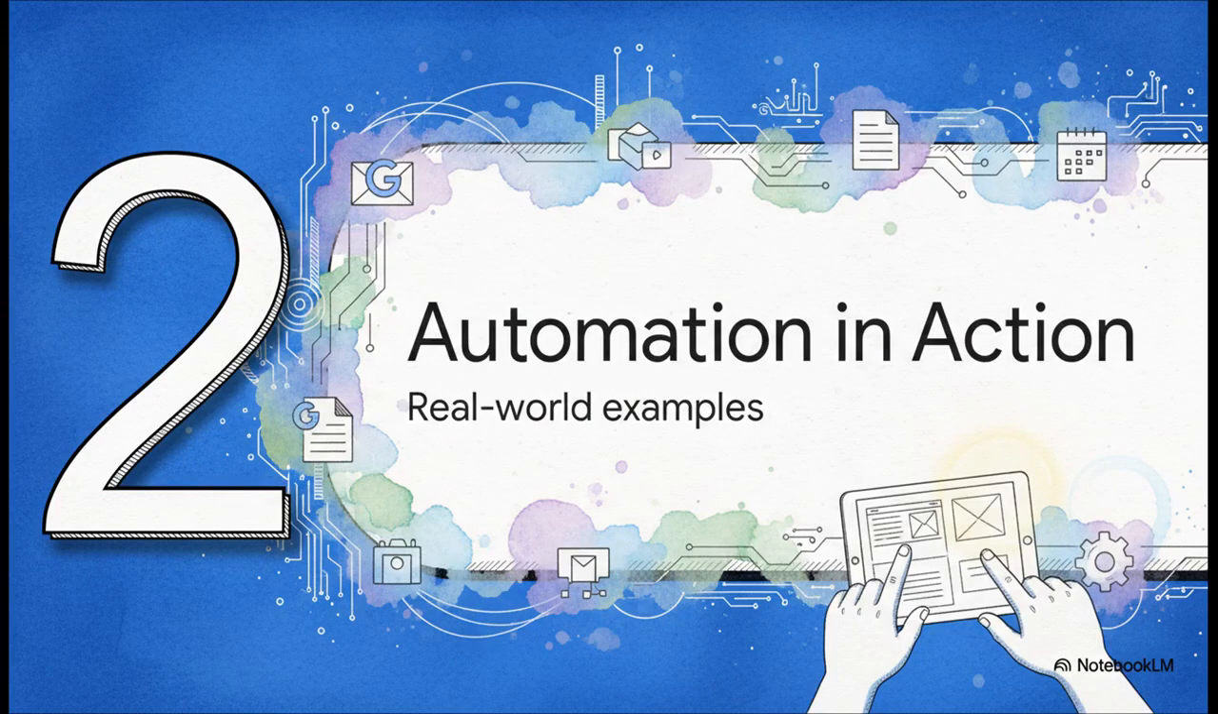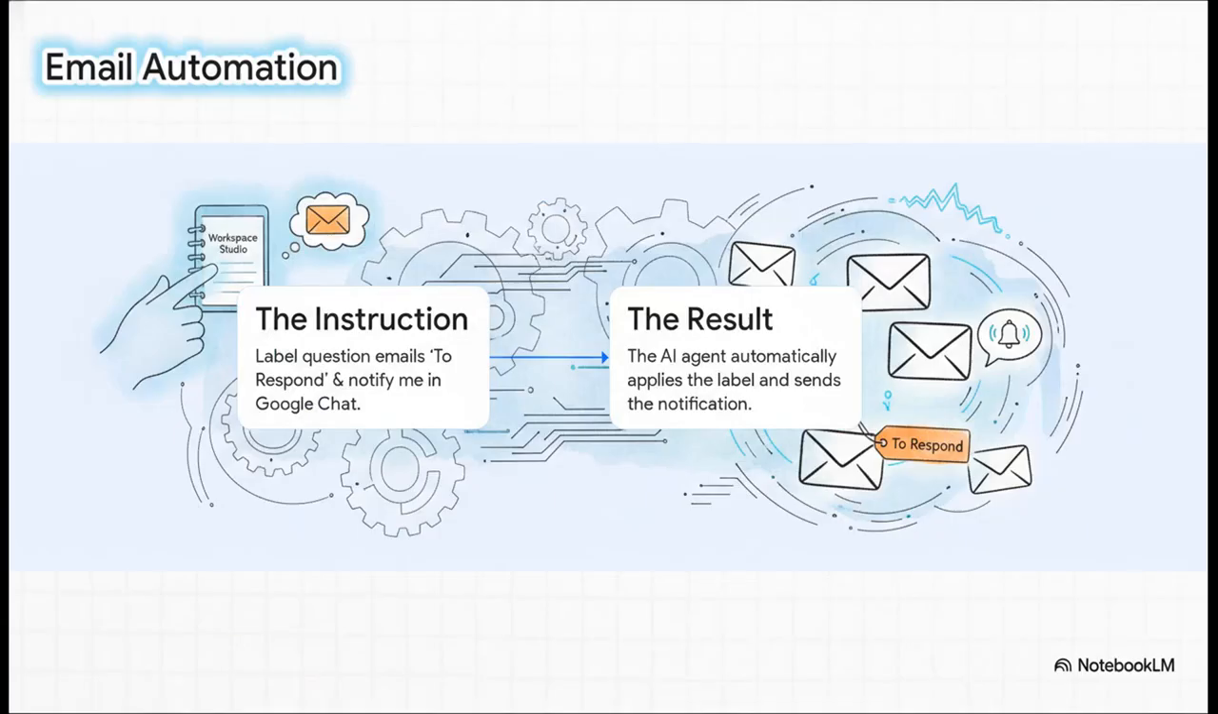Okay, that all sounds great in theory, but what does it actually look like in the real world? Let's walk through a few really practical examples to see this thing in action. First up, let's tackle email overload. Let's say you're in customer support. You can just tell Workspace Studio, label incoming emails with questions as to respond, and then notify me in chat. The AI agent just gets to work. Now, every urgent client email automatically gets the right label, and you get a little ping. Just like that, you never miss an important question again.